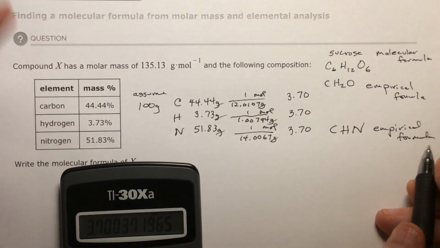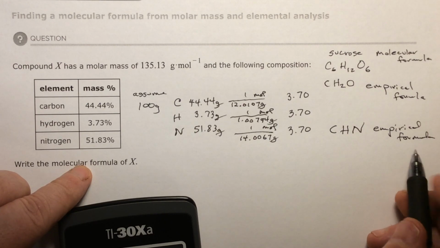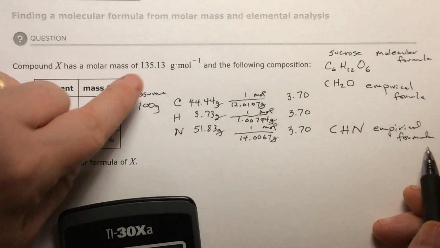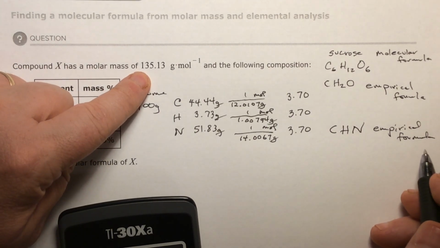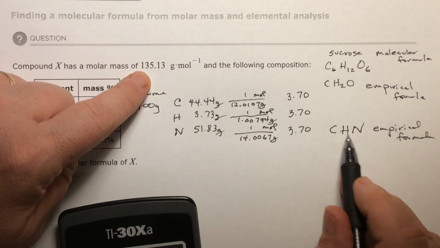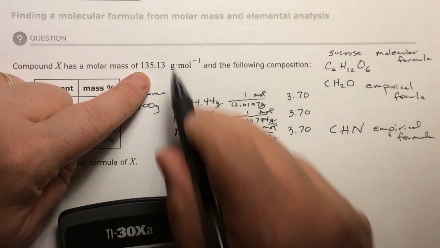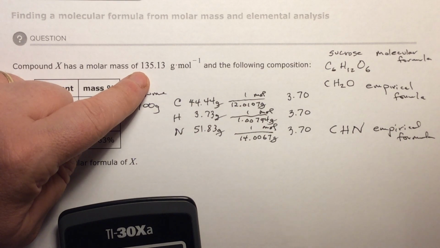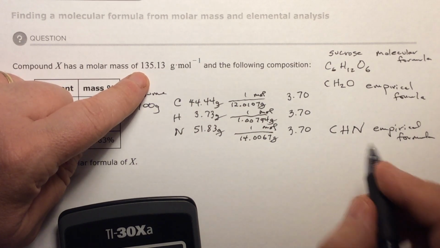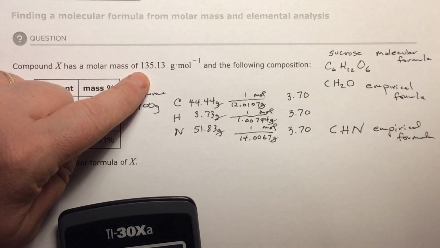Now, they're asking for the molecular formula. What is the formula of the molecule? I don't know, but I am given its molar mass. So what is the molar mass of my empirical formula? How much does 1 carbon, 1 hydrogen, 1 nitrogen weigh? Let's compare that number to this number. And if it's a multiple, I can find its molecular mass. Watch what I'm going to do. What is the weight of that molecule, the empirical formula?